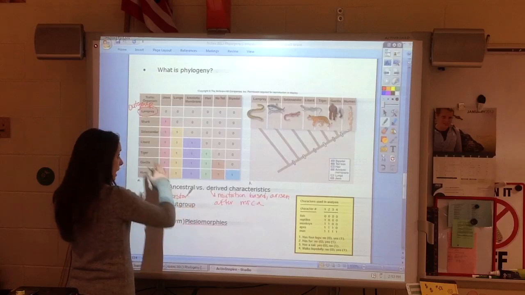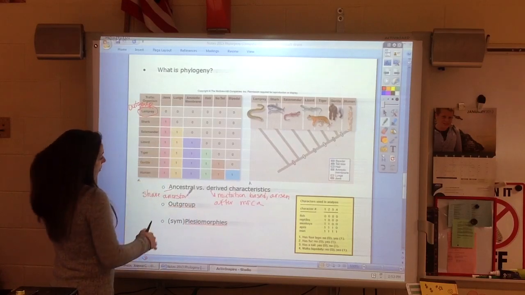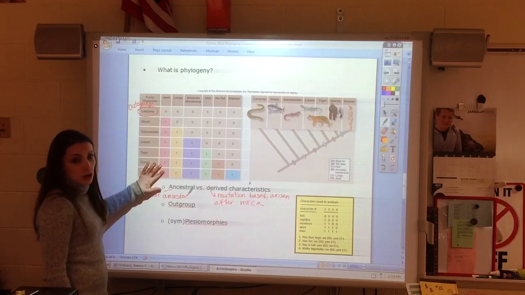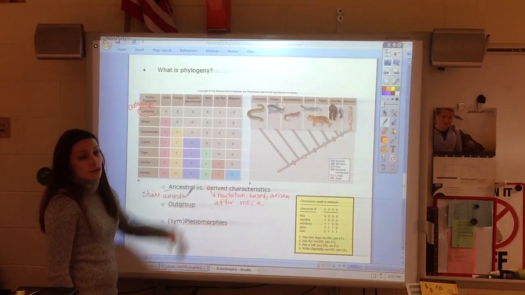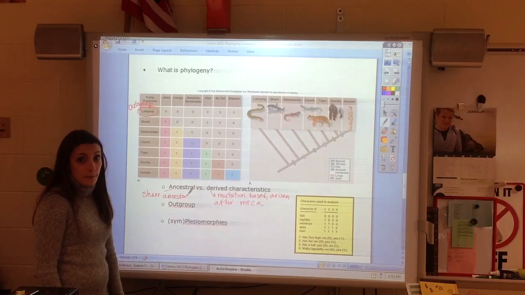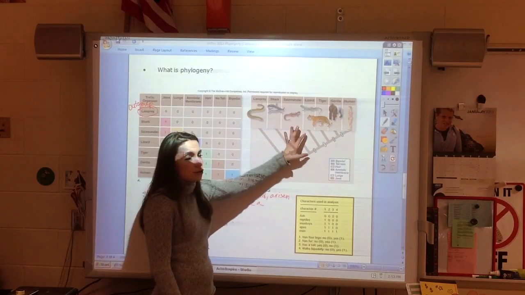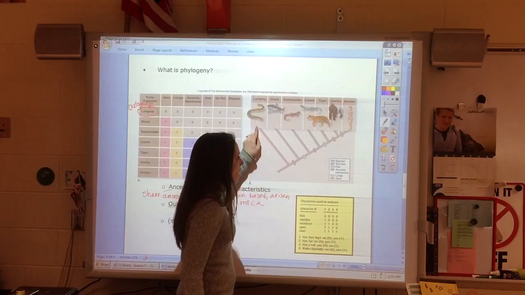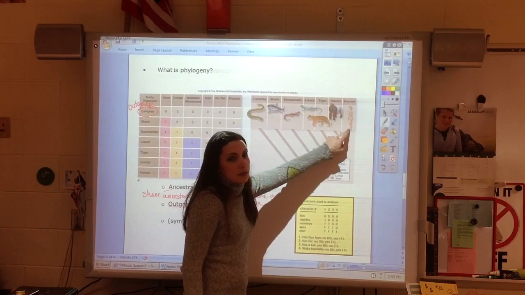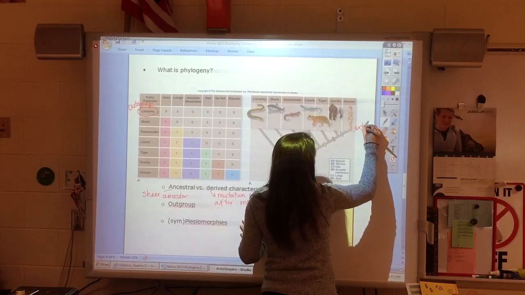So if we look at this diagram, shark, salamander, lizard, tiger, gorilla, and human all have the ancestral trait of jaws. But the human has the derived characteristic of being bipedal. And so our job now is to create a phylogenetic tree that is based on this data. You'll notice that all of the lines end at about the same place. This represents they are all still extant.